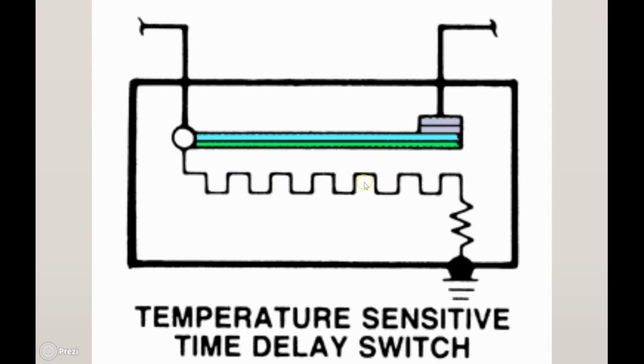And so as current is flowing through this element, current is also flowing through this strip. Now the element gets hot, and as it gets hot, this strip will move down. When it moves down, these two contacts right here release, and then current can't flow up there anymore. And it stays that way until we turn a switch off. It's a time delay switch.